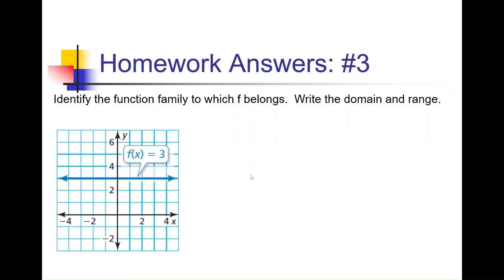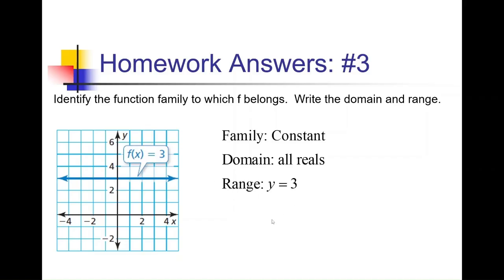On this one, they're trying to get us to identify this function family along with its domain and range. So the horizontal line and the fact that the function just equals a constant tells us that this is the constant function family. For the domain, we can plug in any x value we want, go left and right forever. So that's going to be all real numbers for a domain. For the range, there's only one y value that we can get back, and that is 3. So we just have y equals 3 for the range.